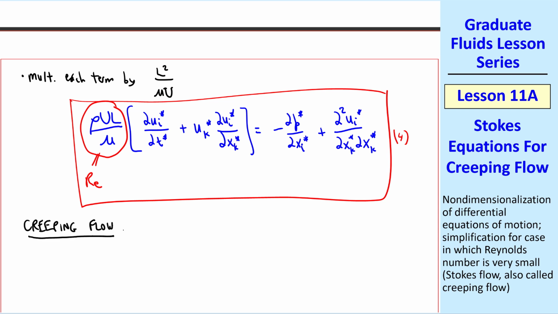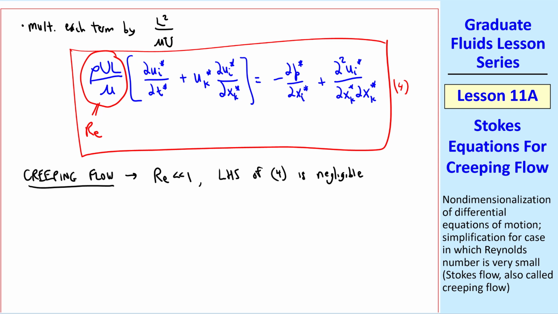By our definition of creeping flow, Reynolds number is very small, and since these equations are normalized, all these terms without any kind of coefficients are order of magnitude 1, so the left-hand side is very small compared to the right-hand side. The entire left-hand side of equation 4 is negligible compared to the right-hand side.